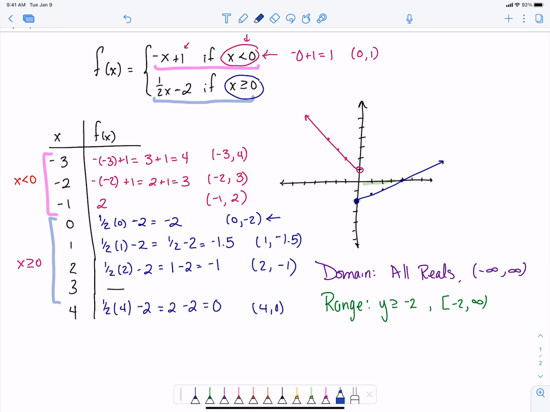But our y-intercept is where we cross the y-axis, which is right there. And that is when our x is equal to 0. When x is equal to 0, we use this second function. So our y-intercept is the point (0, -2).